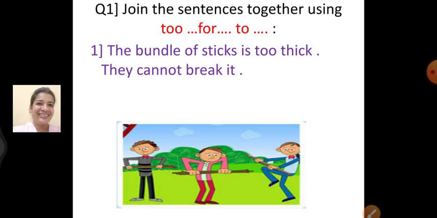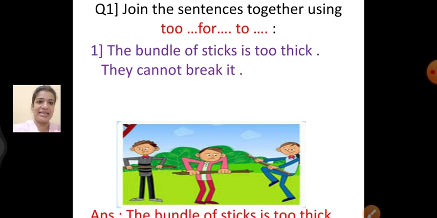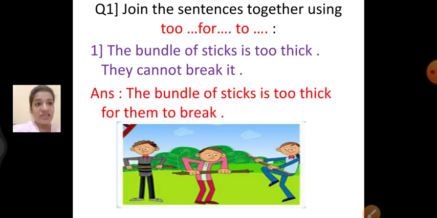Okay? Yes, and the answer is the bundle of sticks is too thick for them to break. You have written for they, right? So it's wrong. For them. The bundle of sticks is too thick for them to break. Let's check the answer. The bundle of sticks is too thick for them to break. Right?